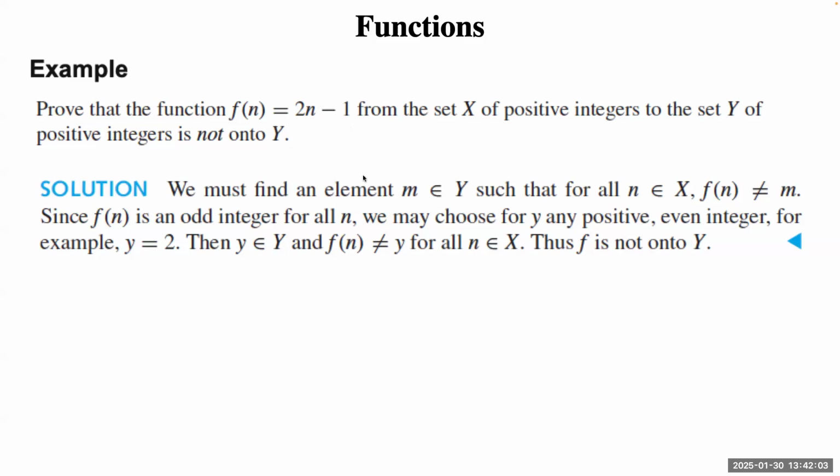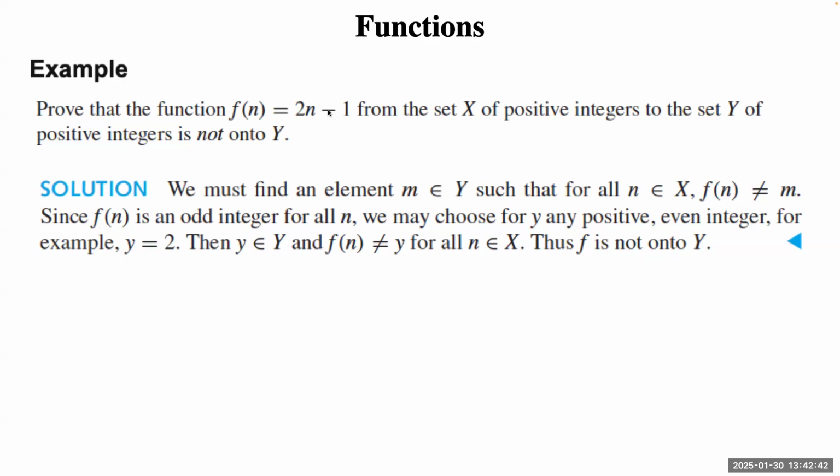So first of all, we find an element m in Y such that for all n in X, f(n) is not equal to m. Okay, can I find one of those? And the answer is yeah, because f(n) is an odd integer. No matter what n I plug in, I'm going to get an odd number from this formula. Y was all positive integers, so positive integers are made up of both odd integers and even integers. So the set of all positive integers is every odd and even integer. But my function only goes to odd integers. No matter what I plug in for n, even or odd, the result is an odd integer.